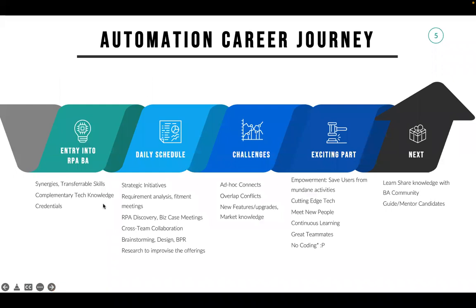Okay, now I jump to the automation career, like how you can get into the RPA side, because I know most of you would be interested, seeing the potential in the RPA industry. It is good, but how can you make a switch from your current work profile to RPA? Okay, let me go through the questions that are there.